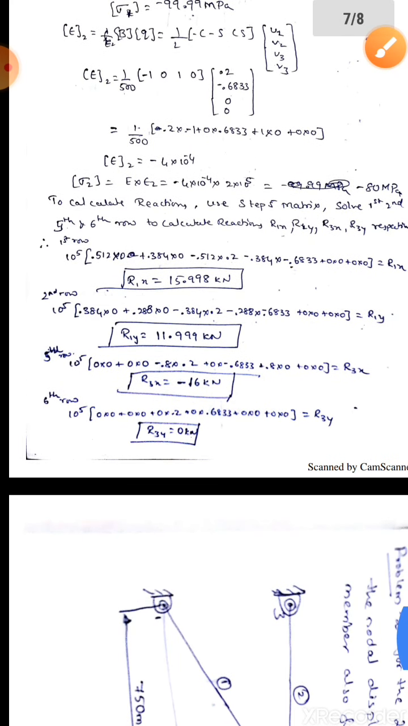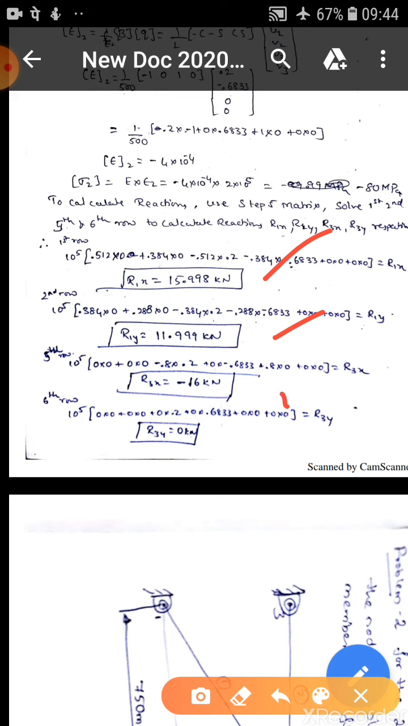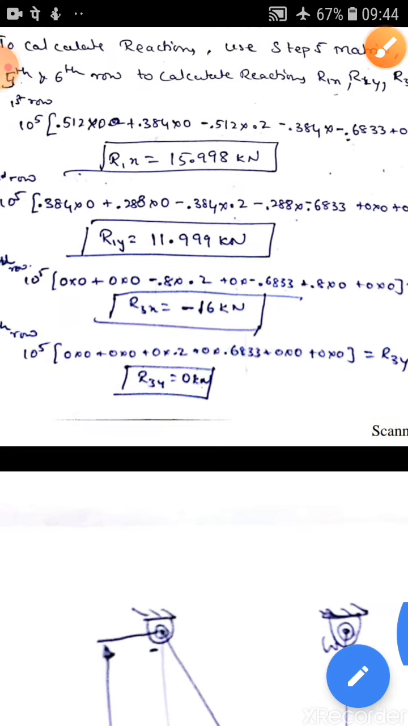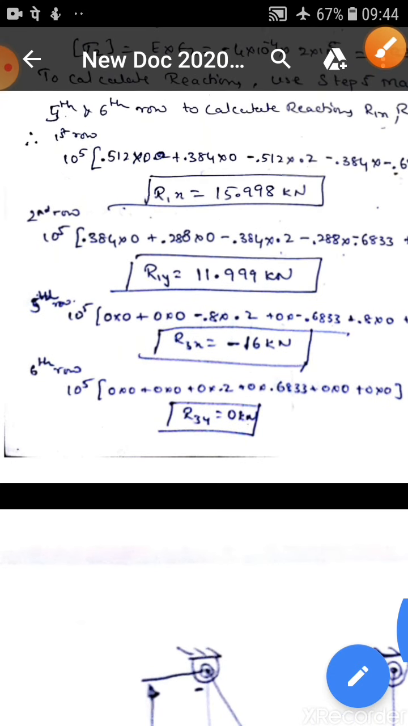This step I have written only. R1x, R1y, R3x and R3y. I have multiplied and shown you the values. See the values of R1x, R1y, R3x, R3y. In this step we can check whether the results I have got are approximately correct or not.